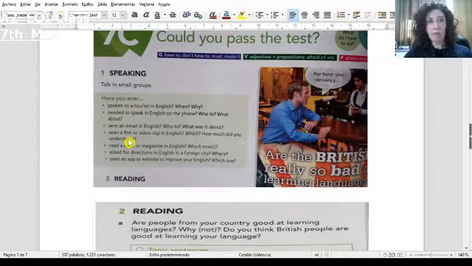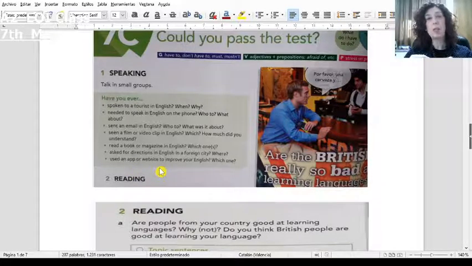Have you seen a film or video clip in English? With subtitles, without subtitles? Which film was it? Have you ever read a book or magazine in English? Ask for directions in English in a foreign city. You are in a foreign city abroad and you are lost. Have you tried to ask the question in English? And the last one, have you ever used an app or website to improve your English?